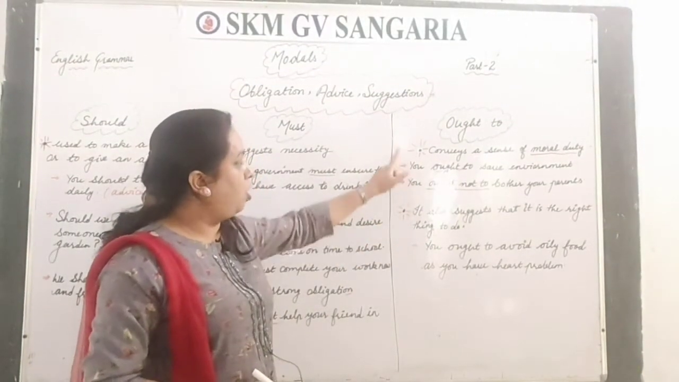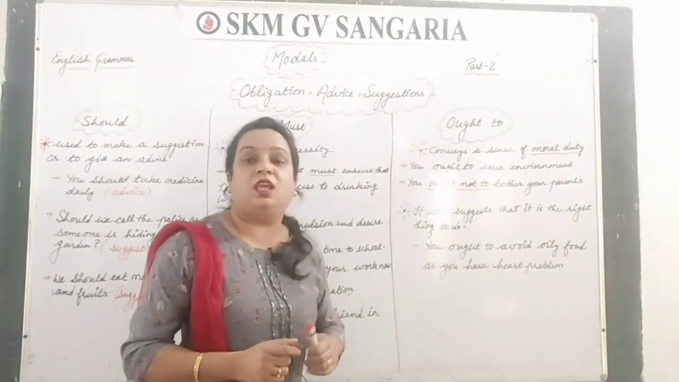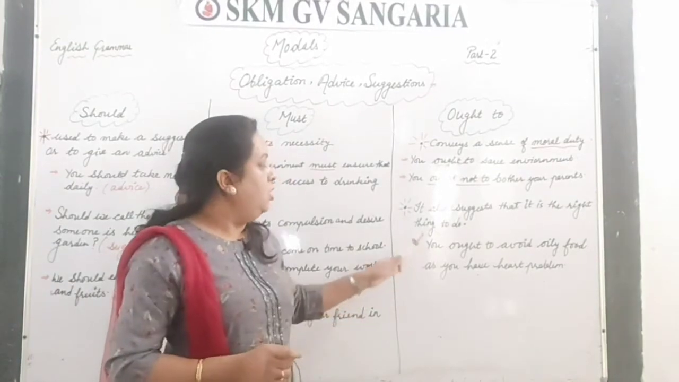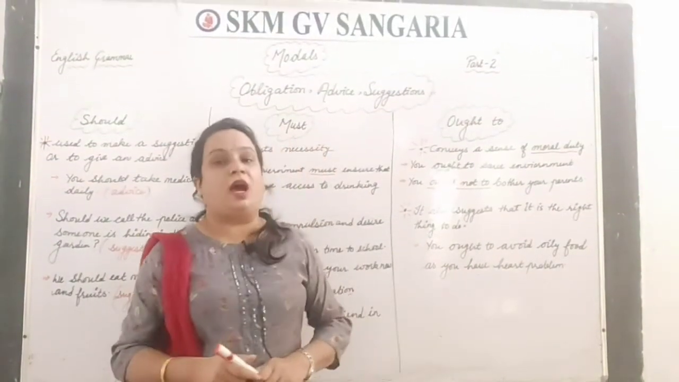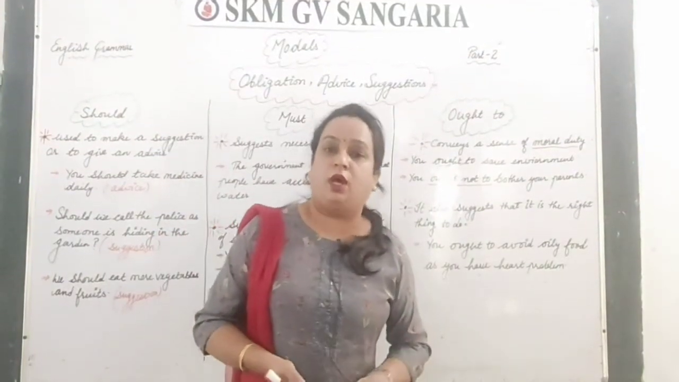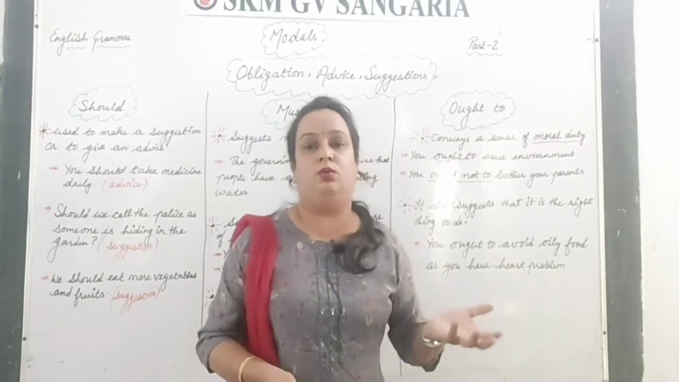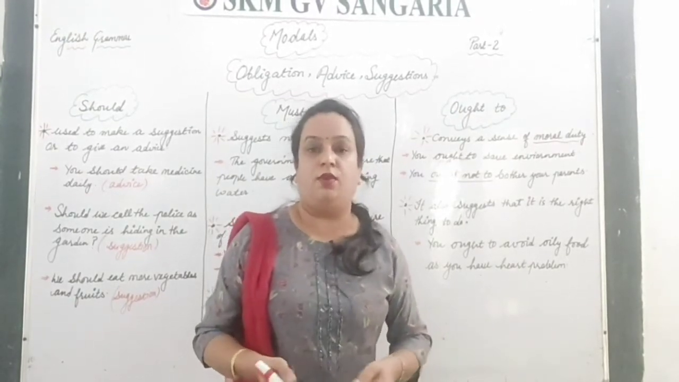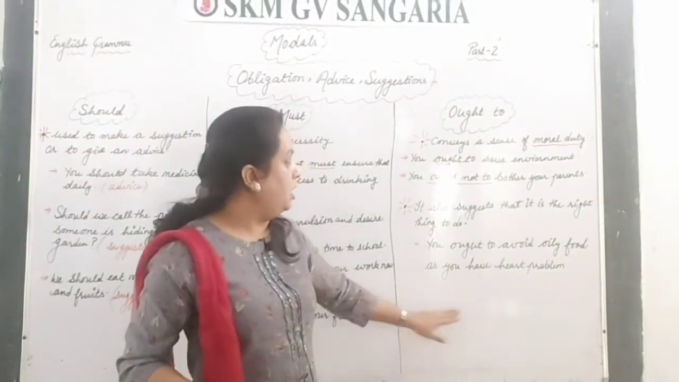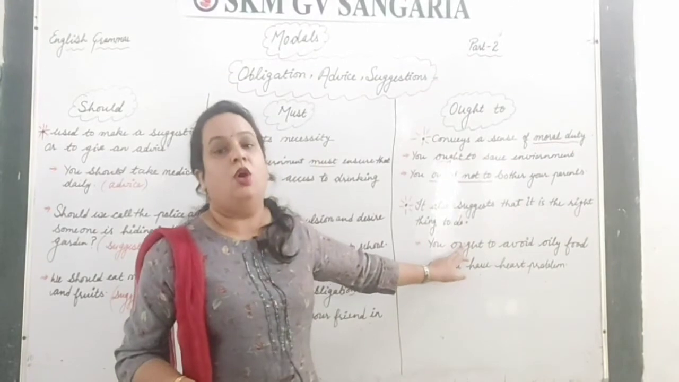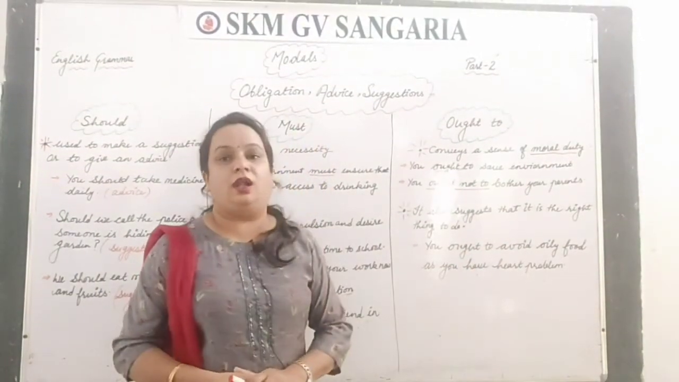Next, this ought to also suggests that it is the right thing to do. For example, you ought to avoid oily food as you have a heart problem, because for a heart patient it is not advised to eat oily food or junk food and all that. So when you think that it is the right thing to do, then in that case also you have to use ought to. You ought to avoid oily food as you have a heart problem.